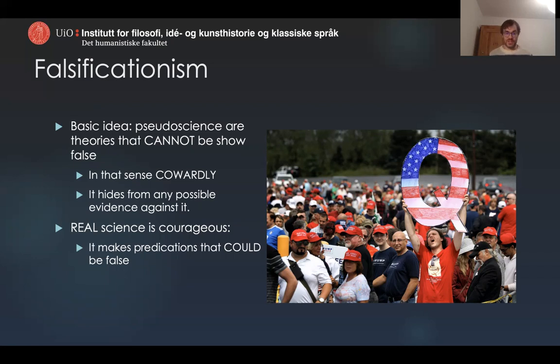But a courageous theory would say, if this were to come out, then I know that my theory is wrong. For example, QAnon would be an honest theory if it said, we know that if Trump actually gets voted out of office, our theory is wrong, and therefore we will give up the theory. But they're not doing that. They'll just find explanations for why somehow this can still be explained. So real science, in contrast to pseudoscience, is courageous. It makes predictions that could turn out to be false.